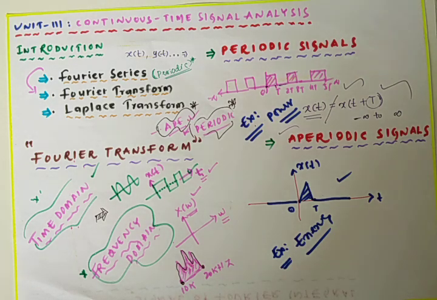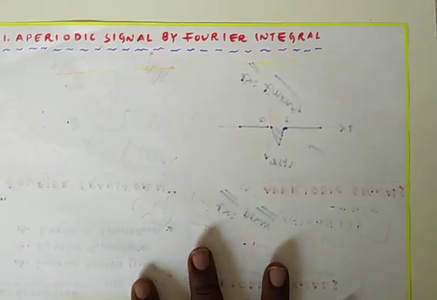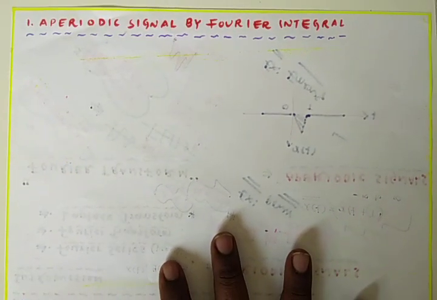This is about periodic and aperiodic signals, the introduction to continuous time signals. Then what is the necessity of the Fourier transform? We have discussed the drawbacks of the Fourier series. Now I am going to conclude this session with one more topic, the representation of aperiodic signals by the Fourier integral, that is nothing but the Fourier transform.